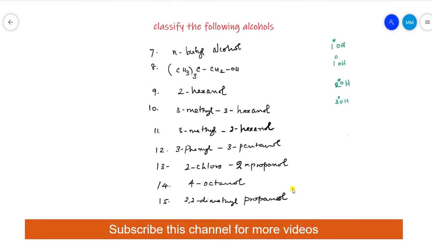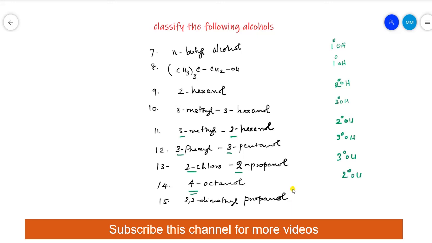Next one, 3-methyl-2-hexanol. The position of the ol is 2, and the substitution is in the other place, so it is secondary. See the previous one, 3-methyl-3-hexanol, the position and the substitution are in the same position, so it is tertiary alcohol. 3-phenyl-3-pentanol, it is the same, so it is tertiary alcohol. 2-chloro-2-propanol is a tertiary alcohol, and 4-octanol is a secondary alcohol.